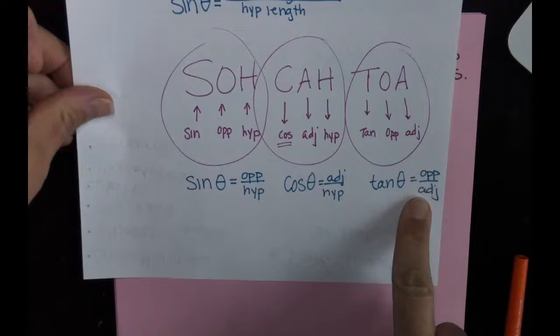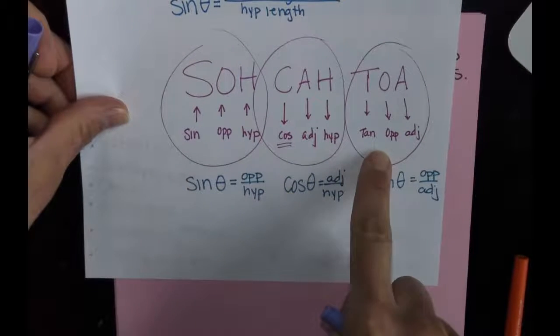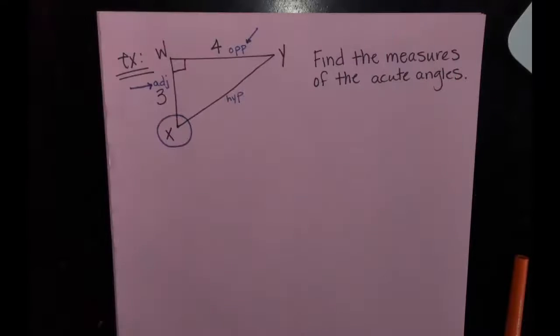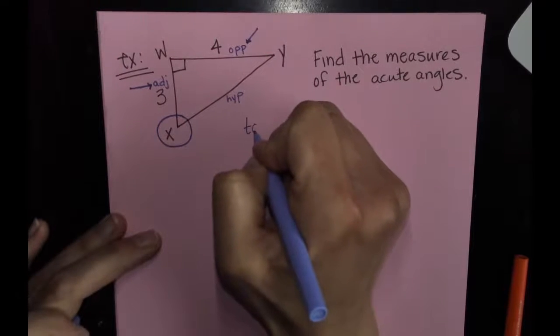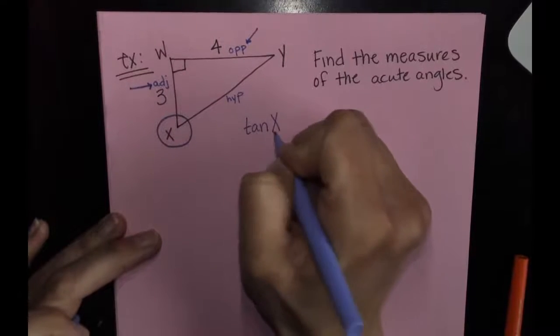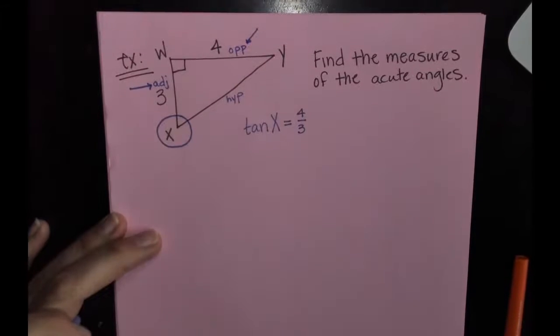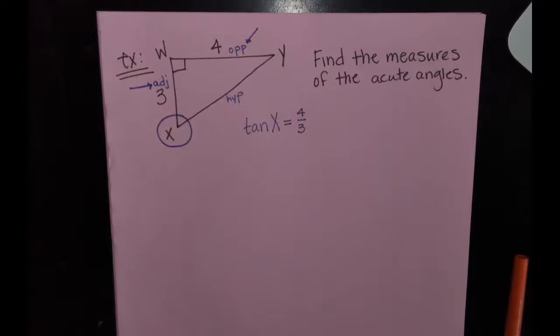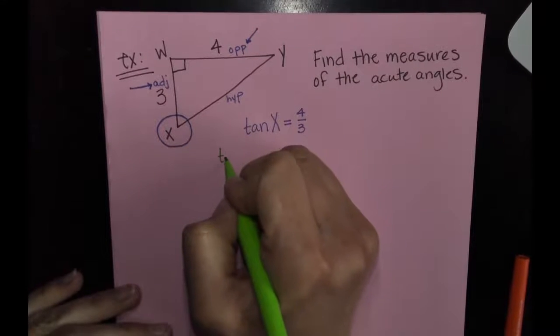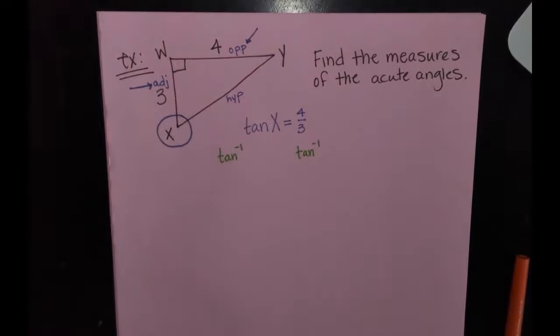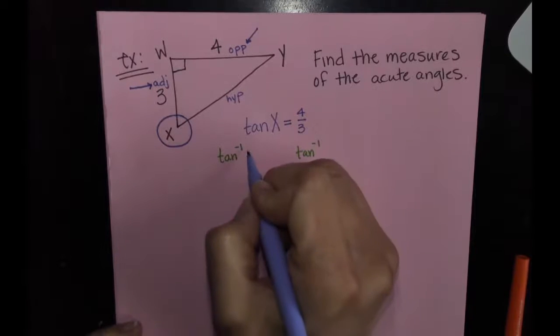So adjacent and opposite have to fit one of these three formulas, and it has to be in the same one. So adjacent and opposite only happen in tangent. So we're going to write tangent of x equals opposite over adjacent. This time, to undo tangent, we have to do the inverse tangent to both sides. So again, I like writing it out for notes.